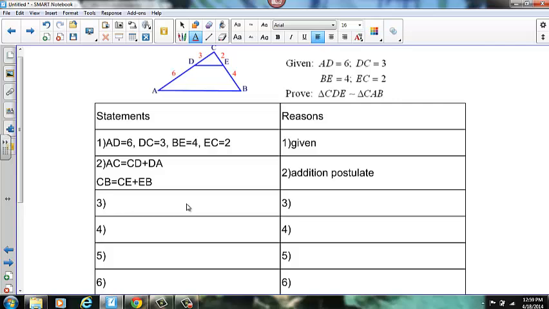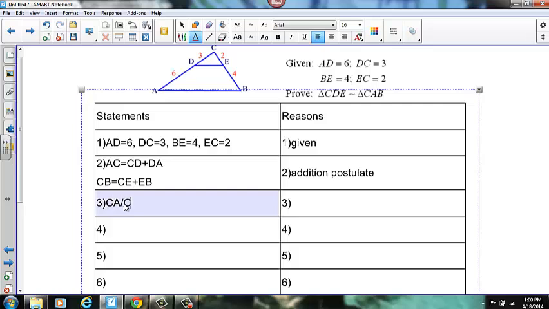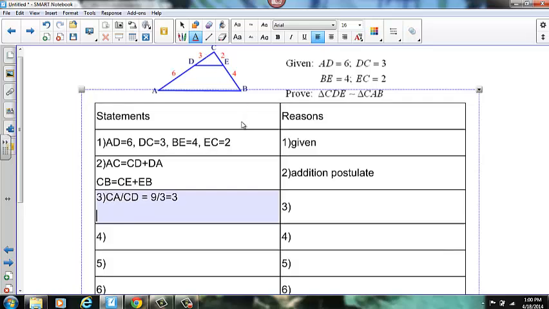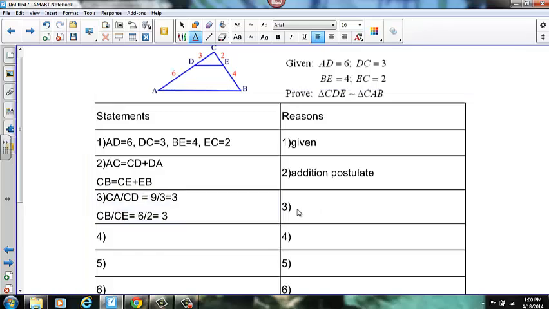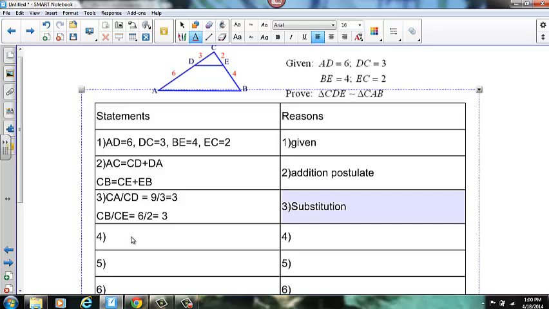Now that we have those lengths, AC and CB, we can set up a proportion. So we have CA over CD equals, CA would be 6 plus 3, which is 9, so 9 over 3. We can reduce that to equal 3. And also we have CB over CE equals CB would be 4 plus 2, which is 6, over CE, which is 2. Again, we can simplify that to equal 3. The reason for that is just substitution. We just substituted what we had into our proportion.